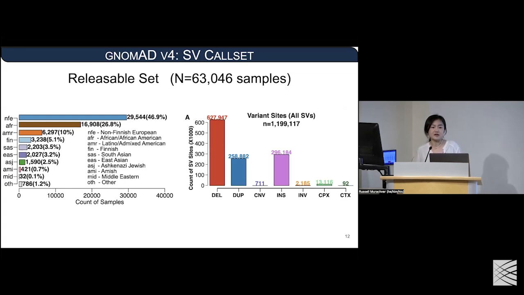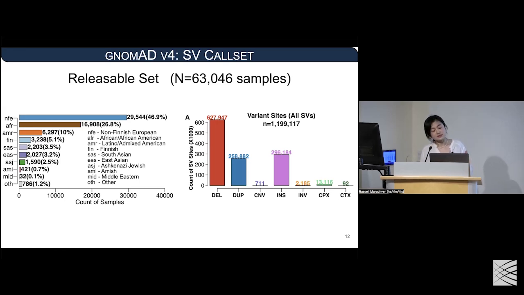So now I'm going to focus on the recent gnomAD v4 SV callset that our lab has greatly contributed to. This data set, the releasable set, is relatively diverse. You can see that less than half of the samples are from non-Finnish European, while the other half distribute across all those populations, most of which are previously underrepresented in other studies, including African, Asian, Jewish, and Middle Eastern.